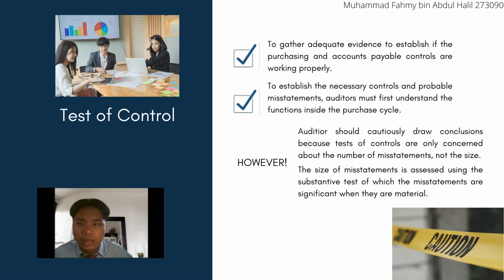However, the auditor should cautiously draw conclusions because the test of control is only concerned about the number of misstatements and not the size. The size of misstatement is assessed using the substantive test, of which the misstatements are significant when they are material.